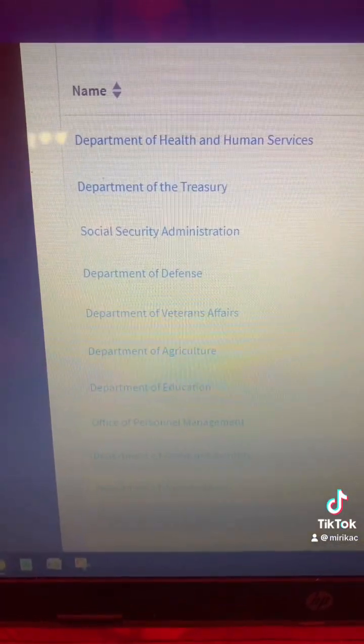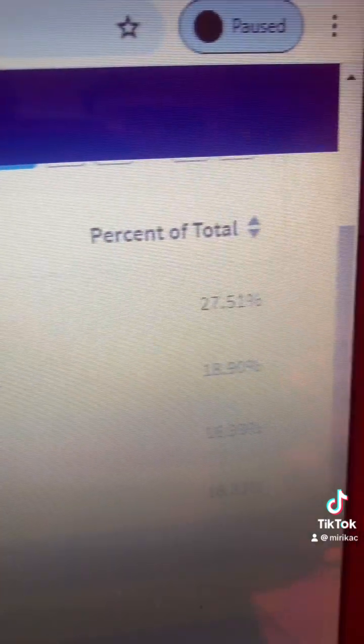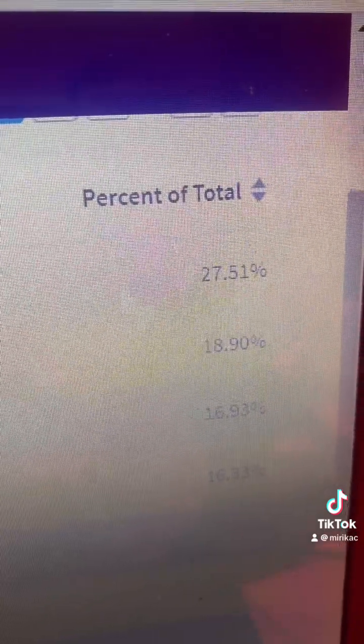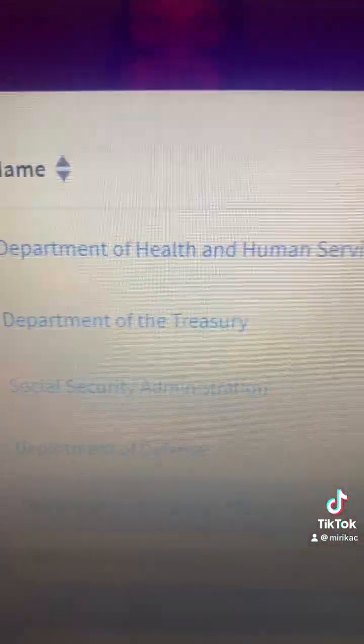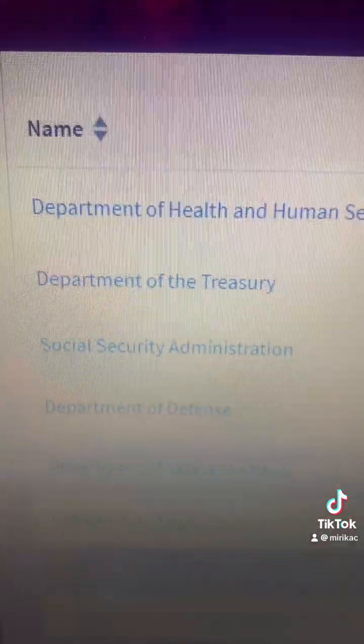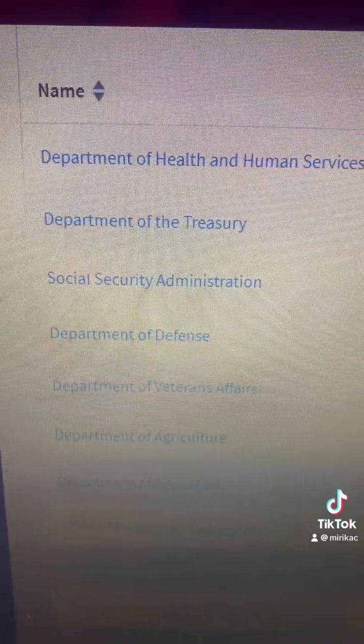So right now you're going to see Department of Health and Human Services and the obligated amount. And then you're going to see the percent of total. Okay, so this is the percent of all the total monies that they got. This is the percentage that's going to the Department of Health and Human Services right there. Then you have the Department of Treasury, the Social Security Administration, Department of Defense, Department of Veteran Affairs.